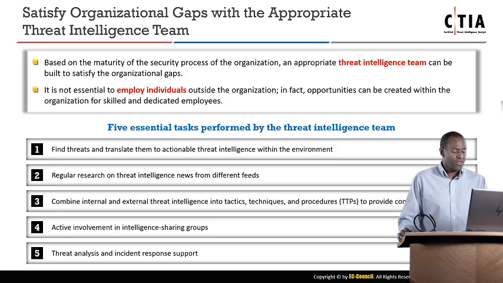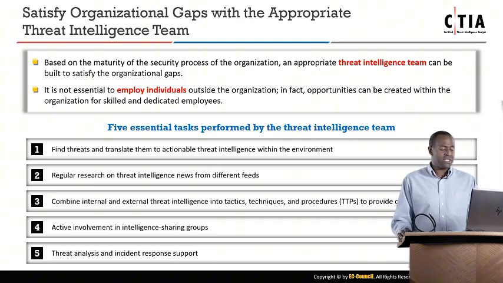Number 5, threat analysis and incident response support. So this employee needs to have the ability to analyze the threat data, the threat information that they receive, and then help with the response to that threat. And they may not be the ones actually running the threat response, but they would at least be the one to whom the threat response team consulted regarding that threat.